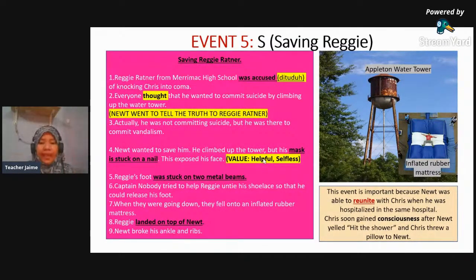Chris soon gained consciousness. Dia sedarkan diri. After Newt yelled, hit the shower. Because Newt, he was very used to it. Dia terbiasa. Pagi-pagi, before they went to school, he would say, hit the shower. Kan abang dia selalu bangun lambat. So he would yell that. And to his surprise, Chris threw a pillow to Newt. That's how Chris gained consciousness.